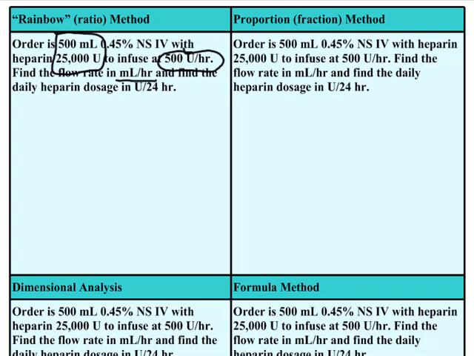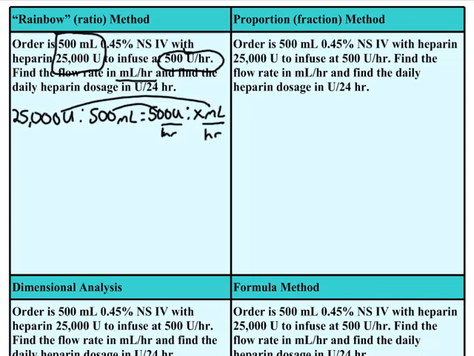We can set this up using the rainbow method to solve for our unknown amount of milliliters. We know there's 25,000 units in every 500 milliliters. We have 500 units, and we need to convert that to milliliters. Remember, this 500 units was per hour, and this milliliters should be per hour. Nothing has changed, just we're converting the units to milliliters. We can now multiply our means and our extremes like normals to solve for our unknown.